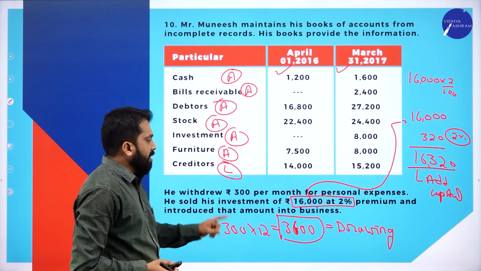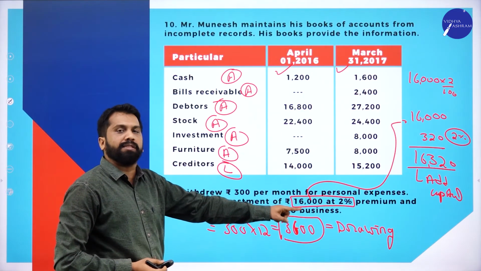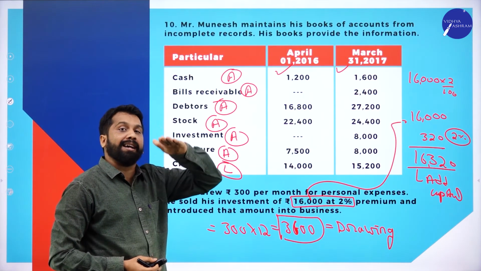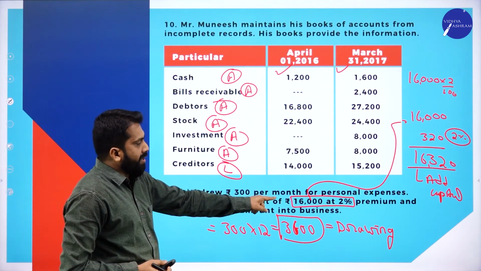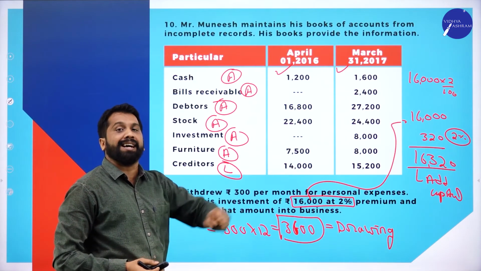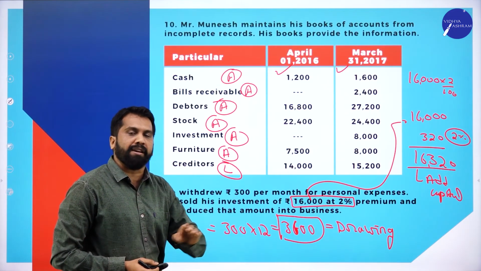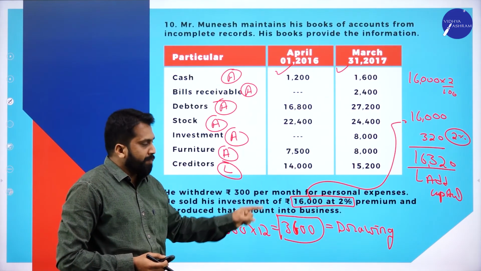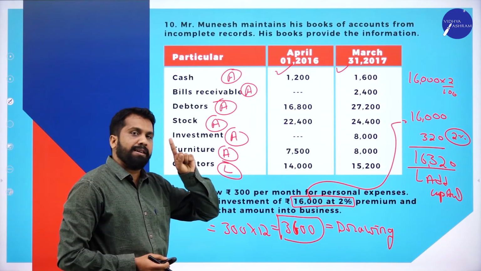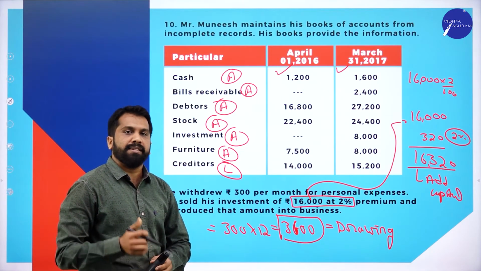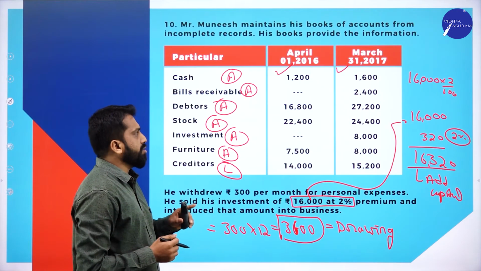They have given: he sold something at 2% premium. Premium is always add more. So whatever answer we get, we have to consider it as additional capital. This information will not affect your statement of affairs. This information will affect your P&L account. Clear? Yes. So these are the informations you have.